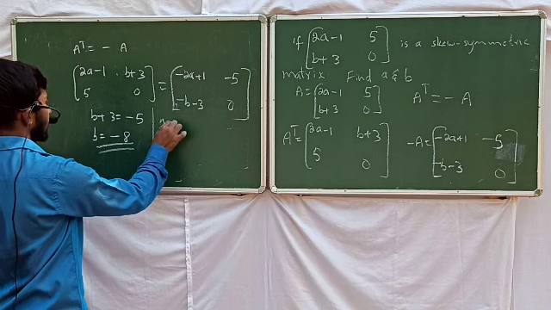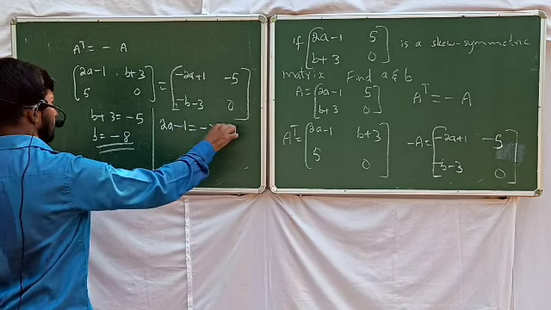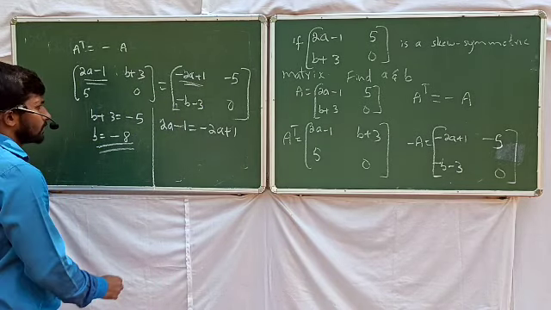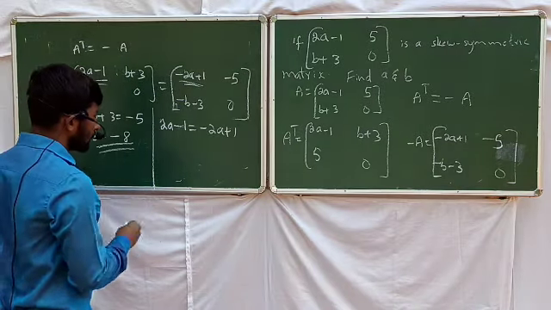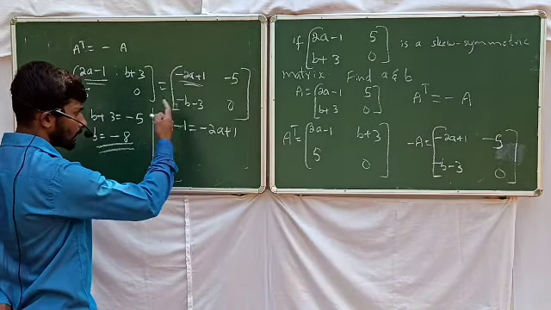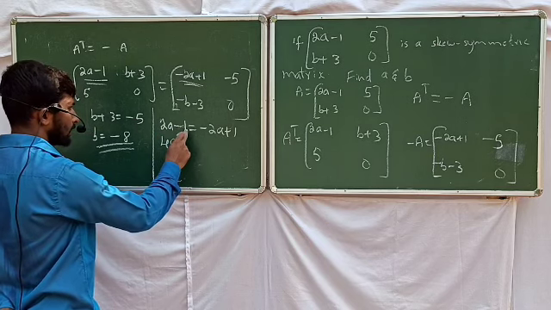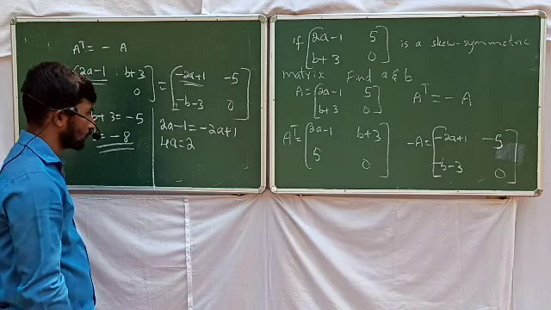See, 2A minus 1 is equal to minus 2A plus 1. Corresponding elements are equal. Okay. Now simplify this one. Shift this minus 2A to LHS. 2A minus 2A becomes plus 2A. 4A is equal to minus 1. Shifting that to RHS, it is equal to plus 2.